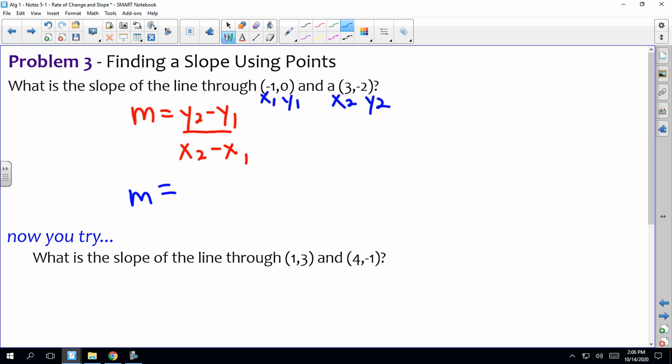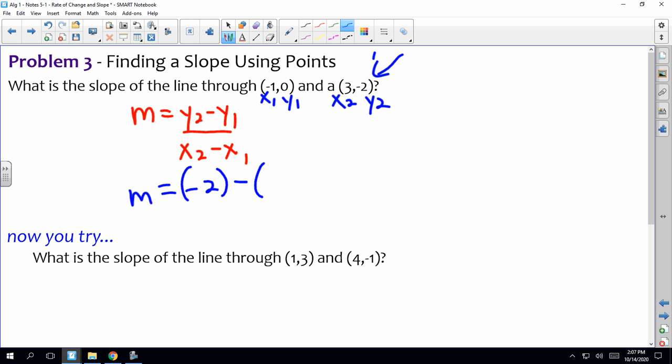So we've got m equals, okay, y sub 2 is the top left of this formula. Y sub 2 is this guy right here, negative 2. So I'm going to plug in a negative 2 for y sub 2. And I'm going to put parentheses around it. It's always a good idea when you plug in a number for a letter to put in parentheses. We'll see why here in a minute.